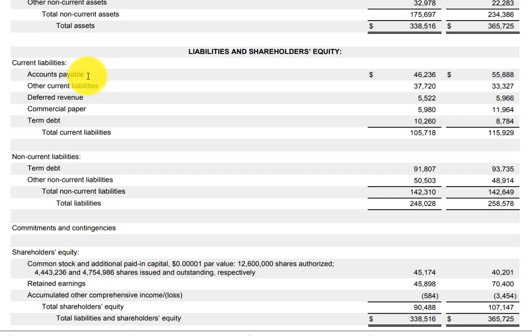But just while we're here, accounts payable is when we buy things on credit. When we buy materials and pay the person or the company that sold it to us later, then that is accounts payable. When we borrow money, that might be called term debt. It might be called commercial paper.